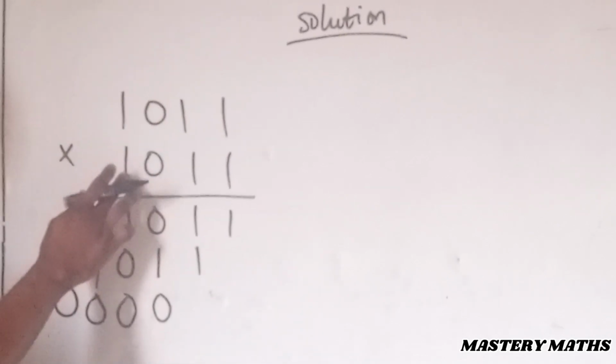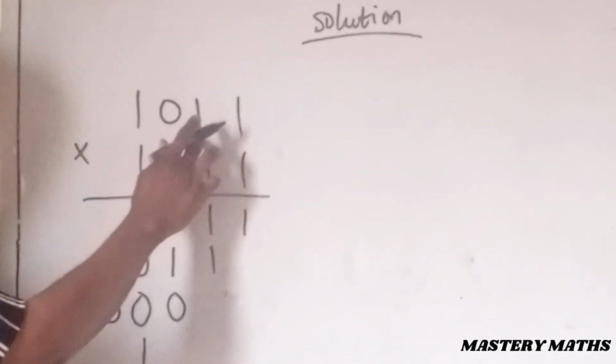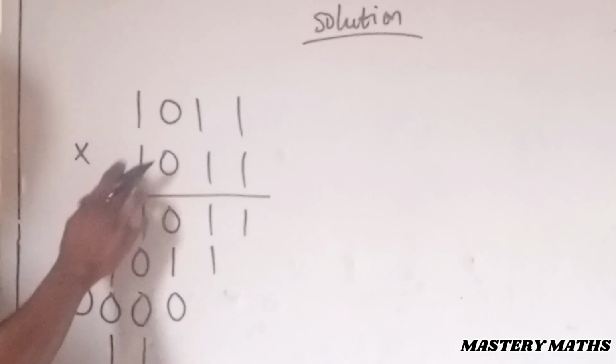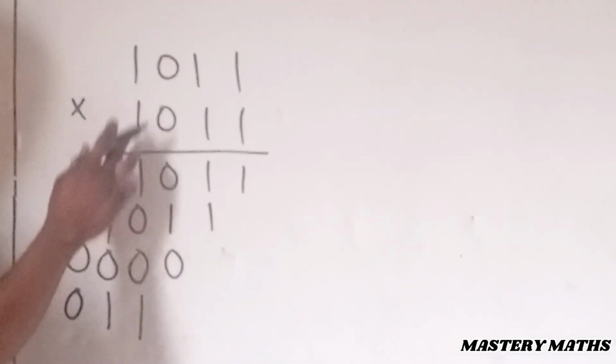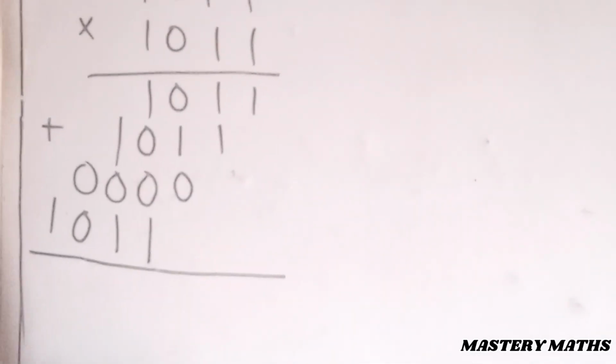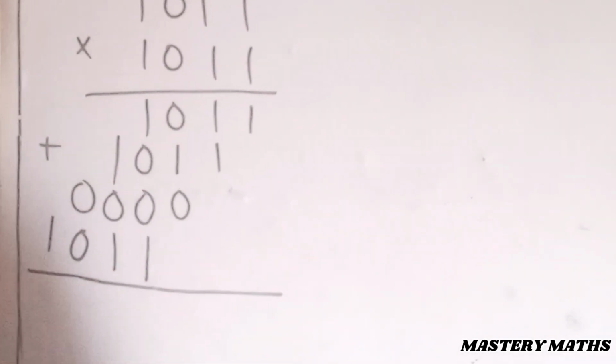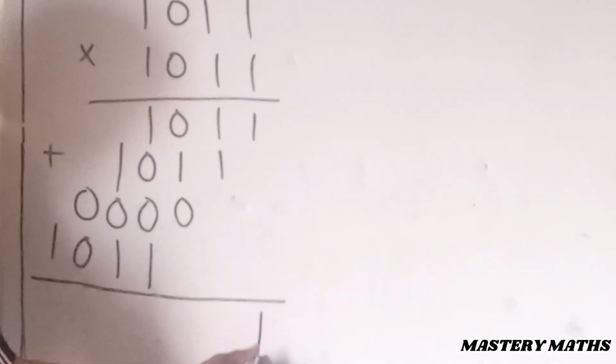Then we use our 1. 1 times 1 is 1, 1 times 1 is 1, 1 times 0 is 0, 1 times 1 is 1. So after that, we add. Remember, this is binary, base 2. Then when adding, we bring our 1 down.